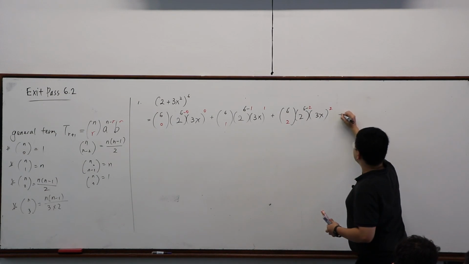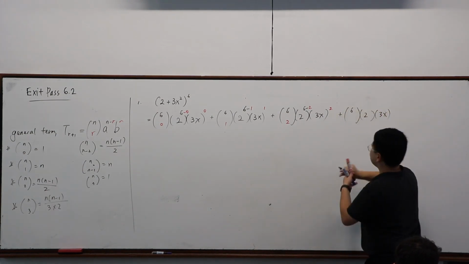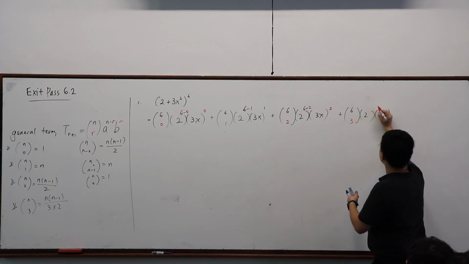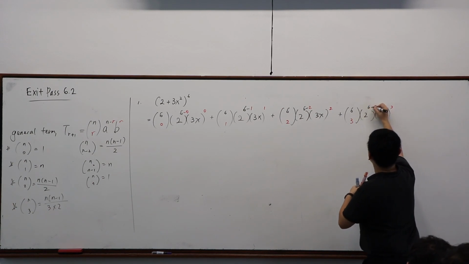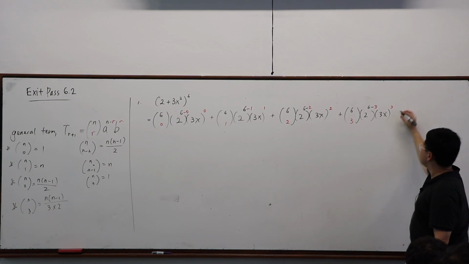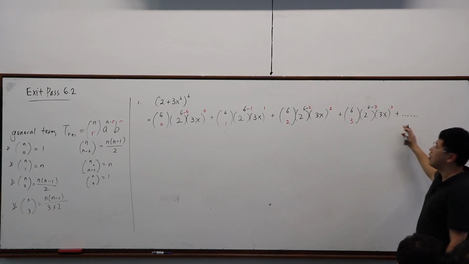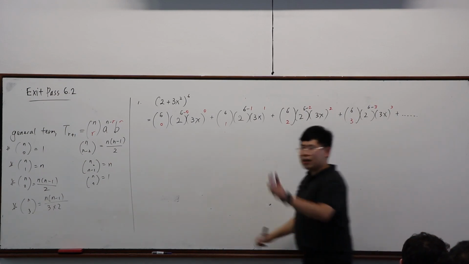Same thing, 2 and 3x. So 6 choose 3, 6 minus 3, then power 3 over here. So 1 term, 2 terms, 3 terms, 4 terms. We only need to expand up to 4 terms. There are more, but we only need to expand until here. Okay, come, calculator.